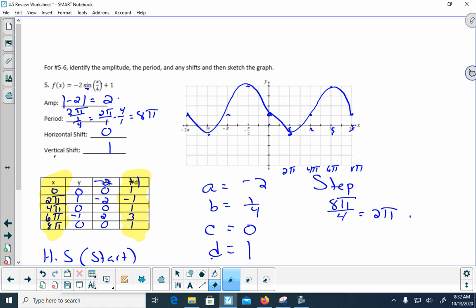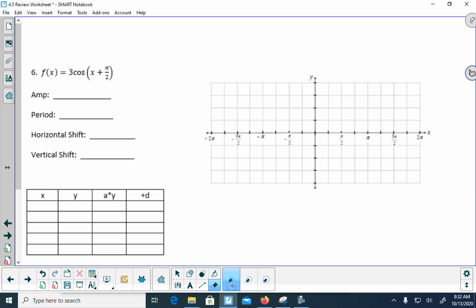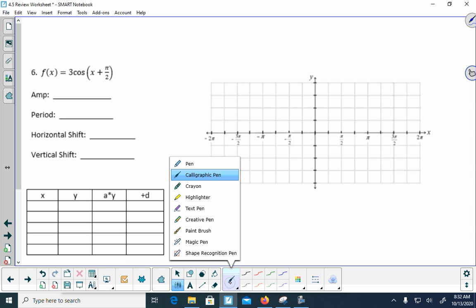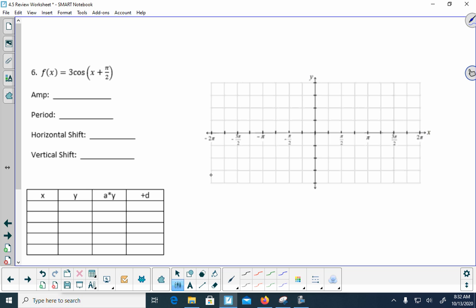Okay, moving on to the next one. I'm going to identify my A, my B, my C, and my D. So my A in this case is 3. My B is 1. My C is negative pi over 2. And my D, I'm not adding or subtracting anything, so it's understood to be 0.